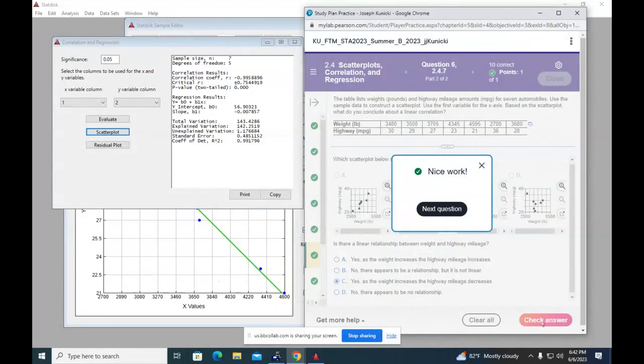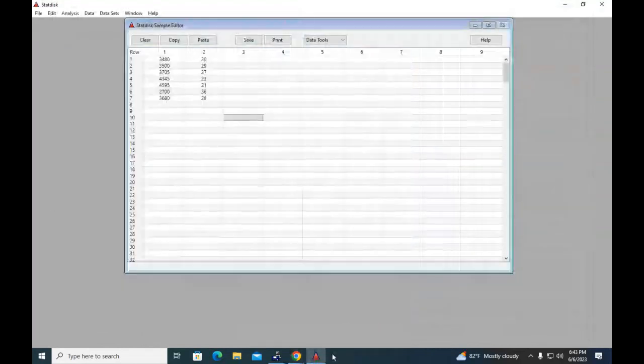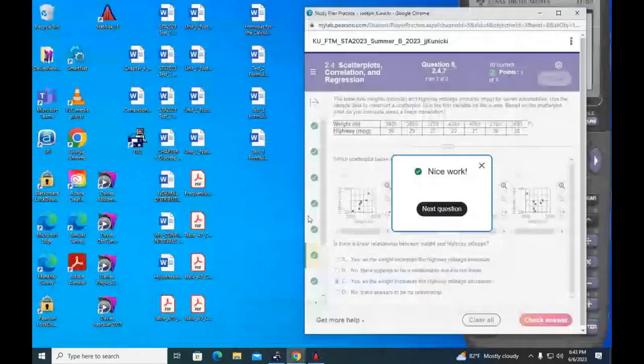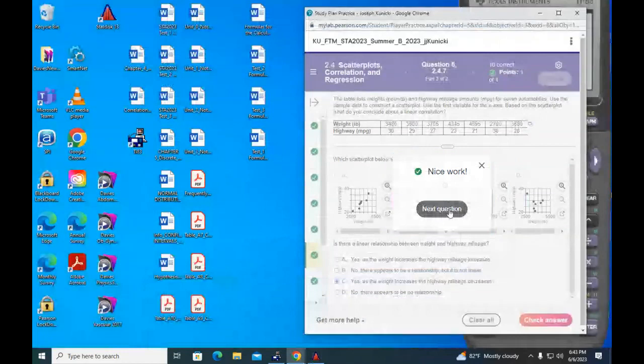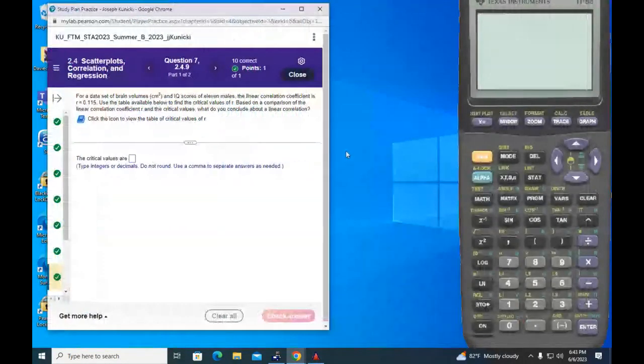So I wasn't able to use StatCrunch, but you can see almost any editor will work. I just have to be able to get the data into it. The problem is I can't get the data into StatCrunch. It won't let me. So let's try it again. We'll do the next question. Oh, maybe we don't need to. Okay. So now we're going to talk about those CVRs.